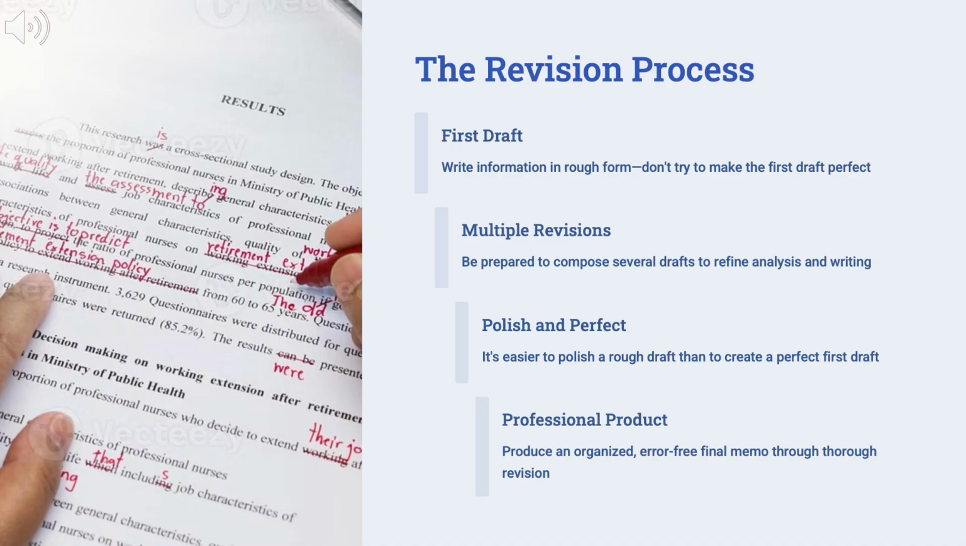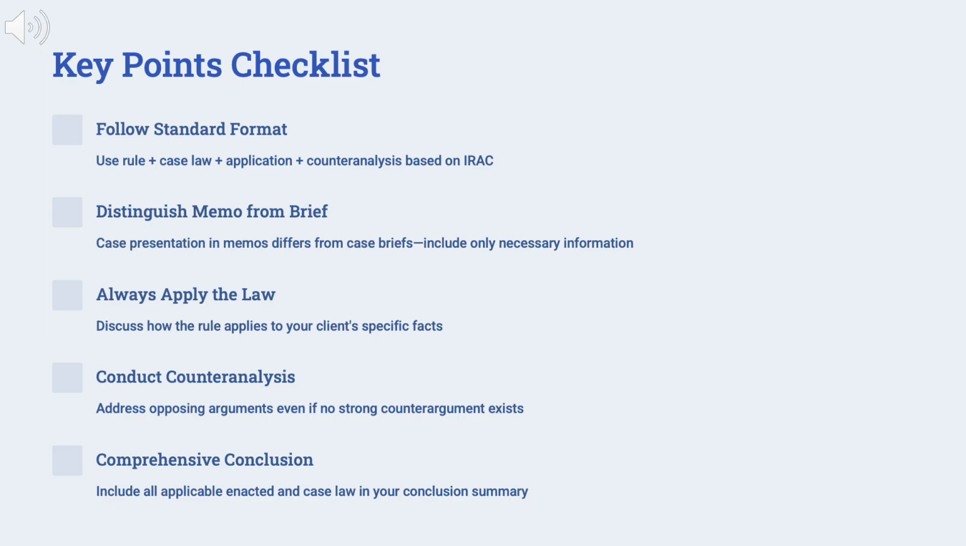The goal is a final product that is organized, analytically complete, error-free, and professionally presented. A consolidated checklist of key points provides a useful reference for ensuring that a completed office legal memorandum meets the professional standard required for legal practice. The first point is to follow the standard analytical format: rule of law, case law interpretation where needed, application to facts, and counter-analysis. The IRAC framework governs the structure, and all four components must be present and complete.